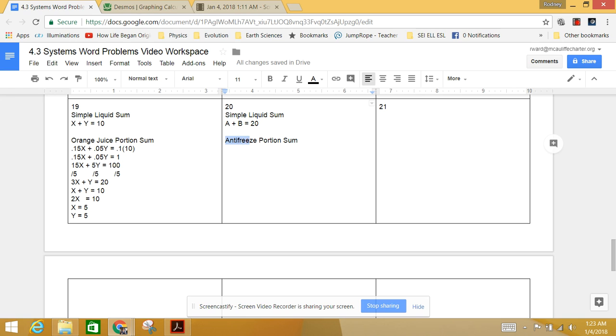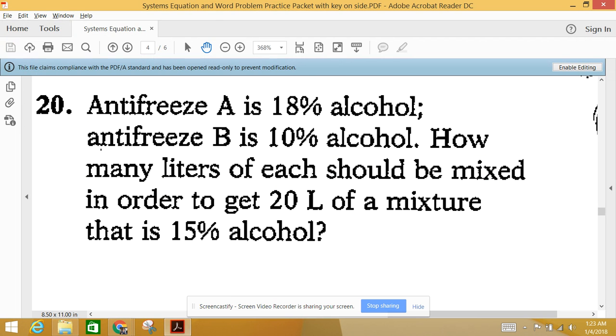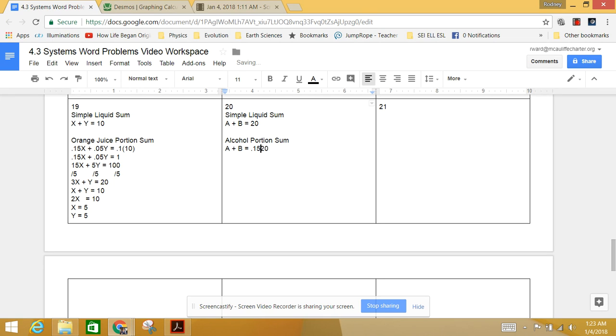Now I wrote this as antifreeze, but it's really the alcohol portion sum. So we take A plus B equals 20, and we're going to copy this down here. Now the 20 needs to be 15% alcohol, so 0.15 times 20. The A part has to be 18% alcohol, so 0.18 A, and my other part has to be 0.1, or 10%, alcohol. All right, so we can sort this out. 15% of 20 is going to be 3.